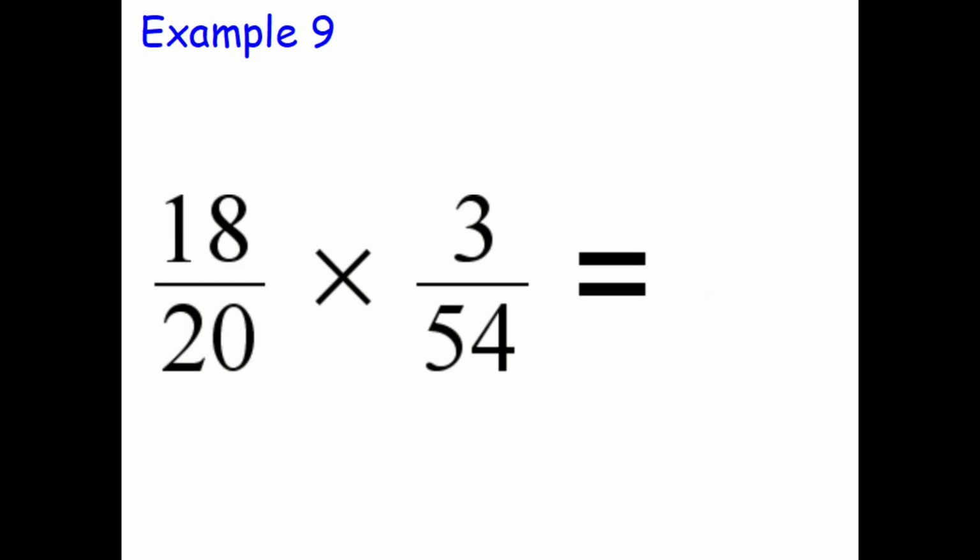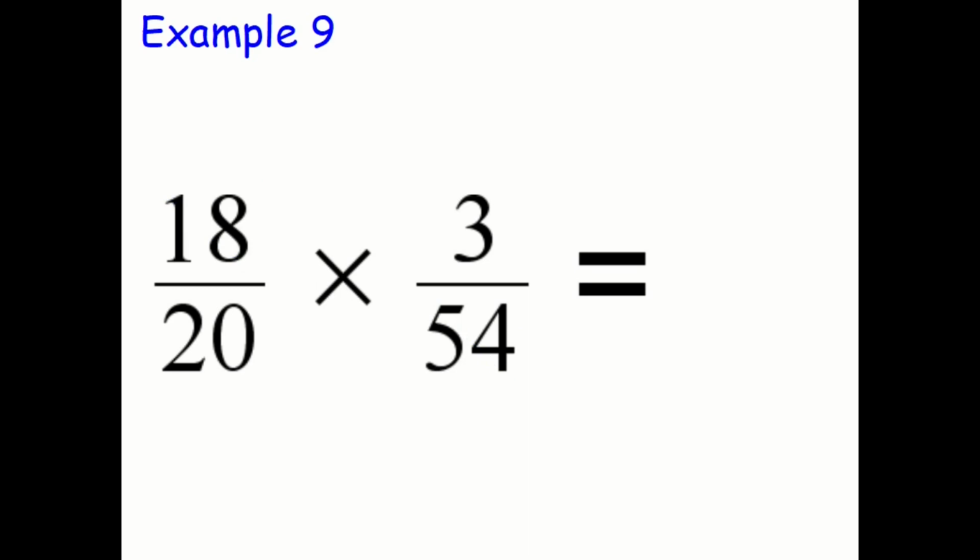Okay, example number 9. Okay, 18 multiplied by 3, 20 multiplied by 54. Can I make this any easier for myself? Yes, I think so, because 9 is a common factor. So 9 goes into 18 twice. And 9 goes into 54 6 times. And in actual fact, because I can see a 2 and a 3 there, I think I've not actually divided through by the highest common factor.